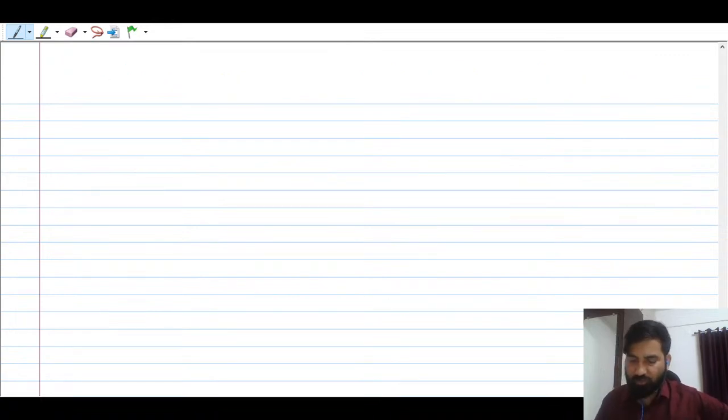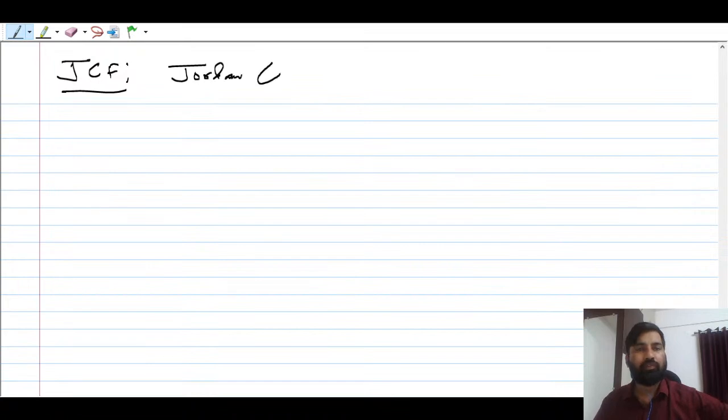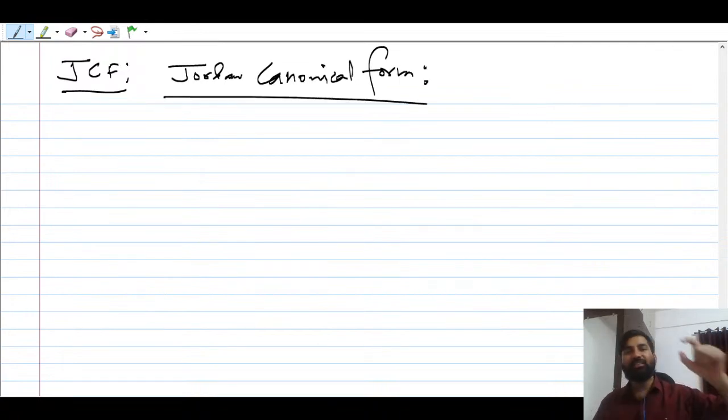Now let us talk about Jordan canonical form, JCF, right? Though CCF and OCF are the important ones for the GATE examination, these are also important sometimes. So, Jordan canonical form. What is this Jordan? See, in Jordan canonical form, what will happen? You will be having a repeated pole.